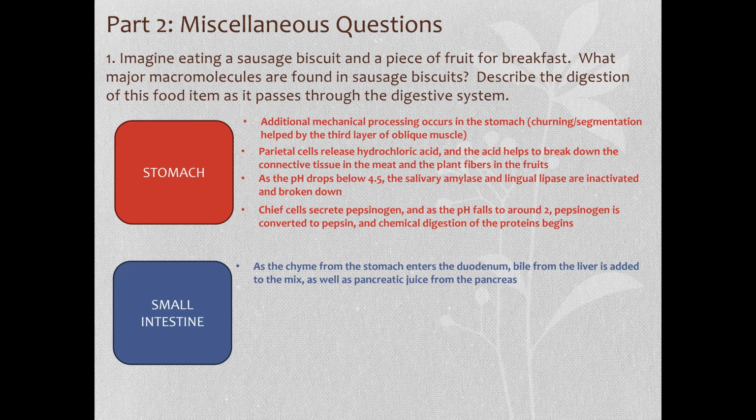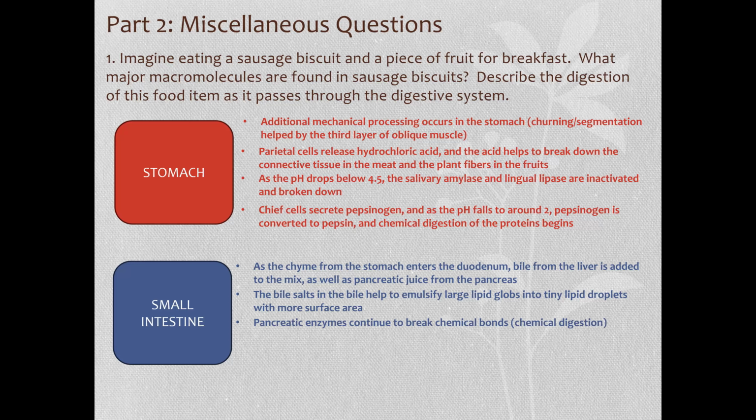As the chyme from the stomach enters the duodenum, bile from the liver is added to the mix, as well as pancreatic juice from the pancreas. So remember, the duodenum is a mixing bowl that mixes the chyme from the stomach with secretions from the liver and the pancreas. So the bile salts in the bile from the liver help to emulsify large lipid globs into tiny lipid droplets with more surface area.